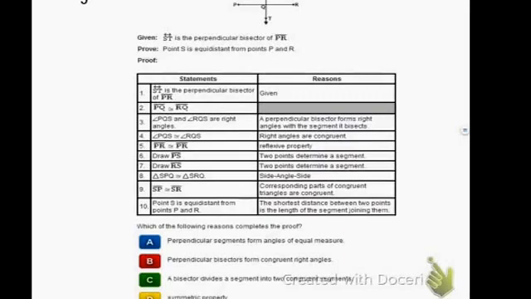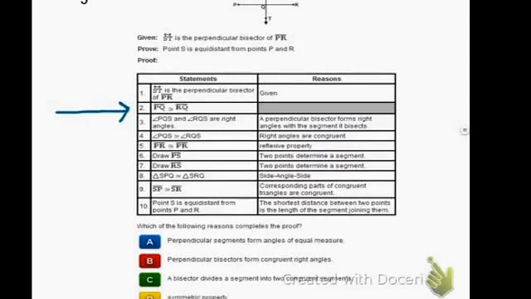Number 5. Line ST is the perpendicular bisector of PR. Prove that point S is equidistant from points P and R. And we want to complete which of the following is the reason for the proof. We want to fill in statement 2, which says PQ is congruent to QR.